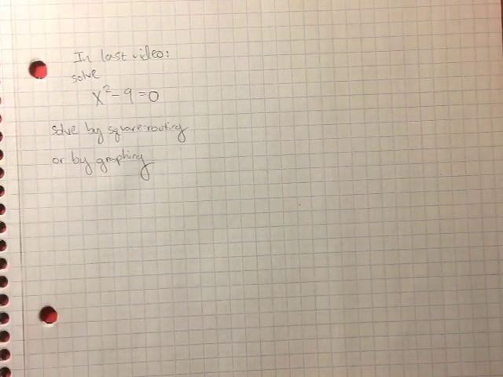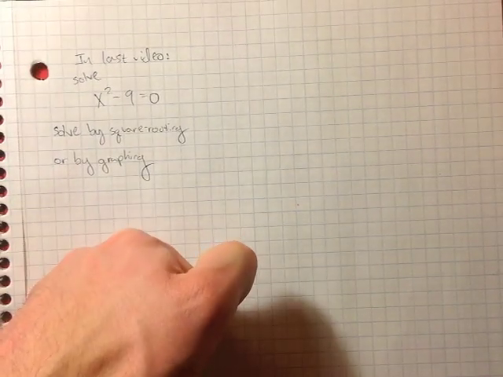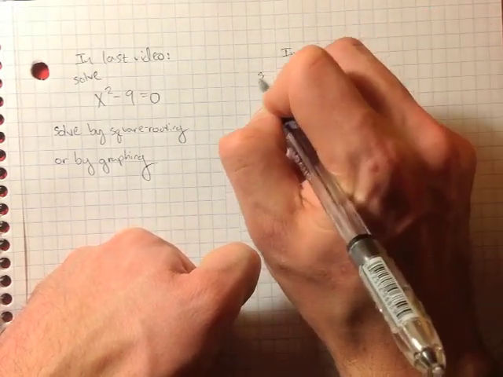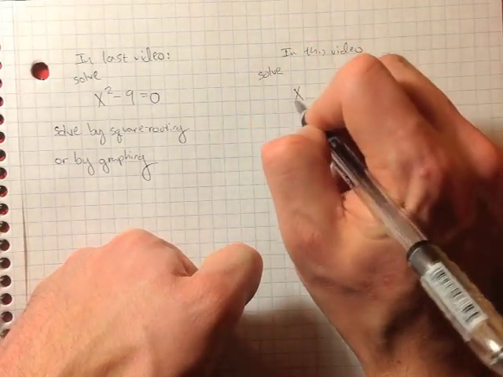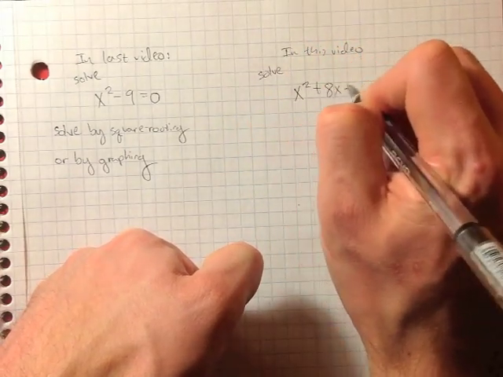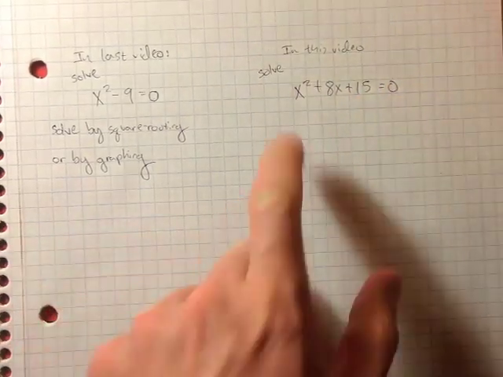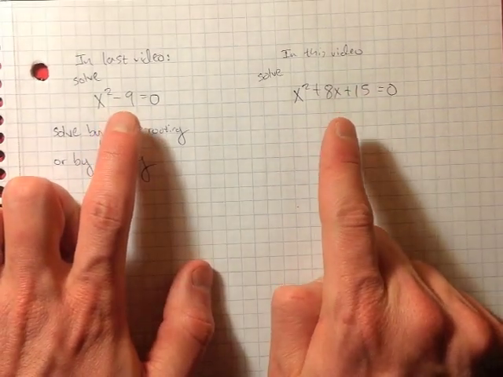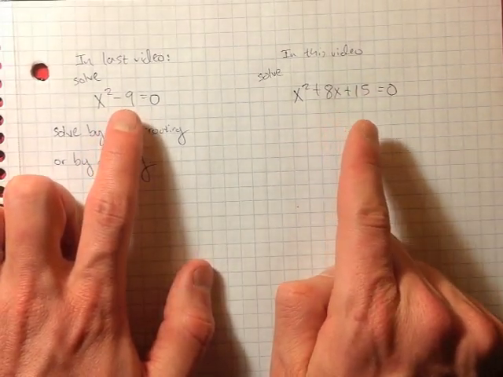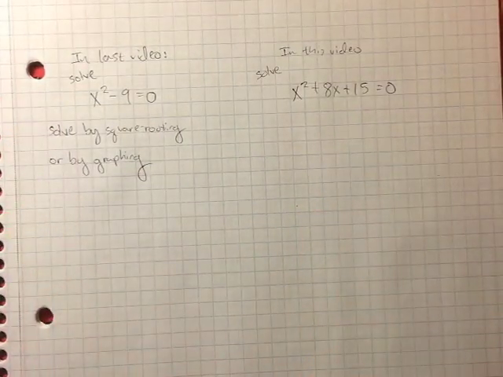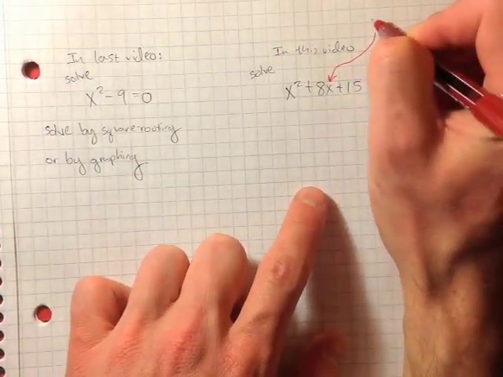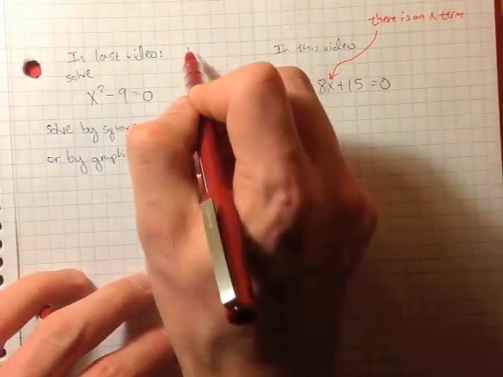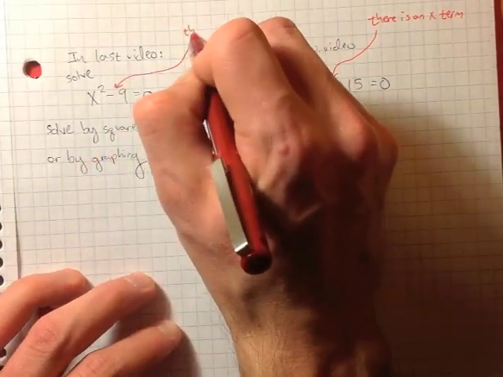But now we're going to look at equations that look like this, for example. In this video, we're going to try to solve equations that look like this. x squared plus 8x plus 15 equals 0, just as an example. Now, what is the difference between these two equations? There's lots of different differences, but the most important one is right here. There is an x term. Over here, there is no x term.